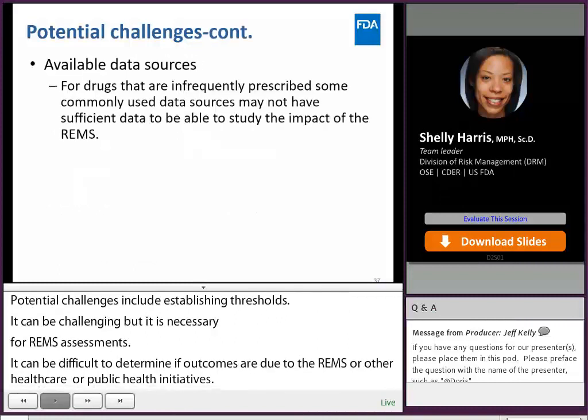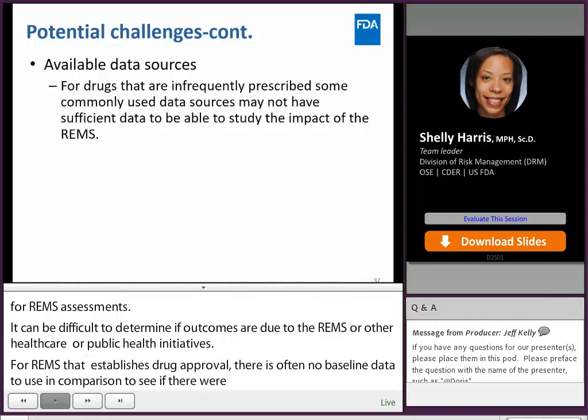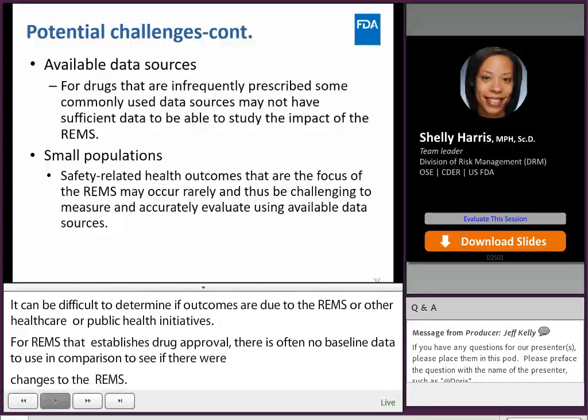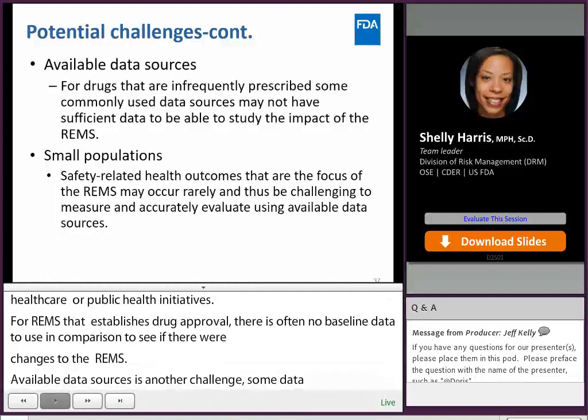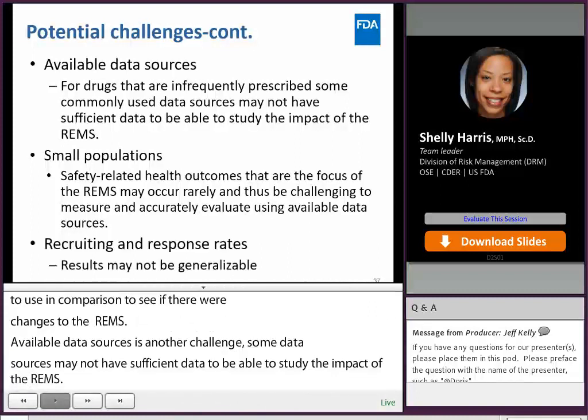Available data sources is another challenge. Many REMS drugs are infrequently prescribed, so some data sources may not have sufficient data to study the REMS impact. Similarly, many of the REMS drugs are prescribed to small populations. The health outcomes that are the focus of the REMS may occur rarely, so it'll be challenging to accurately evaluate using available data sources. Lastly, many REMS surveys have challenges with recruitment and low response rates. The results may not be generalizable to the target population.